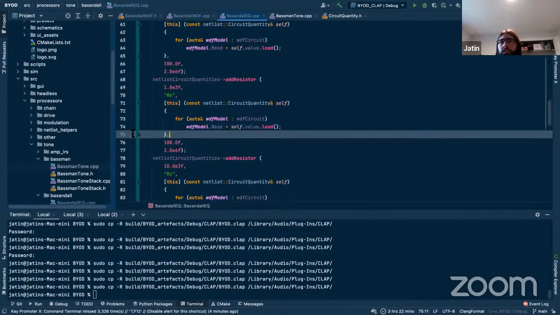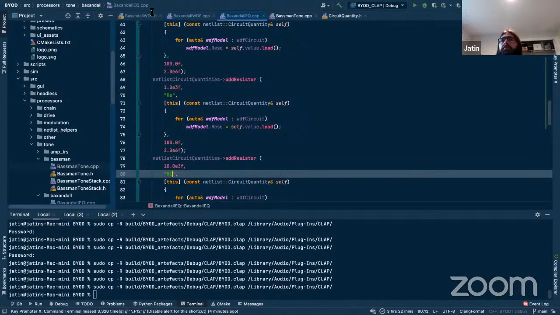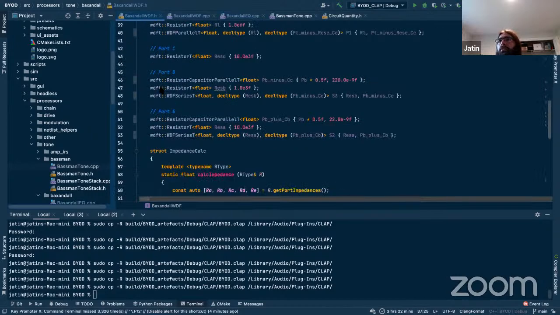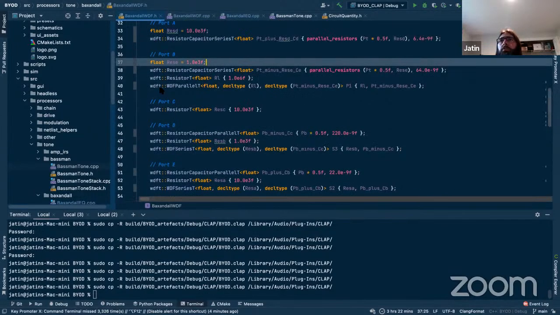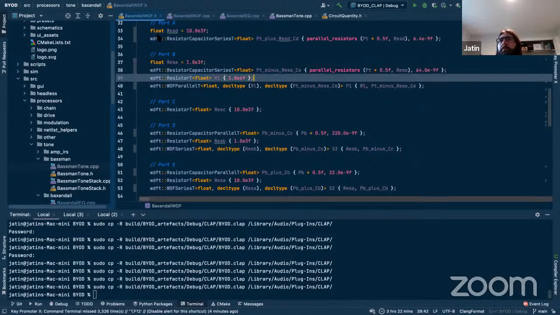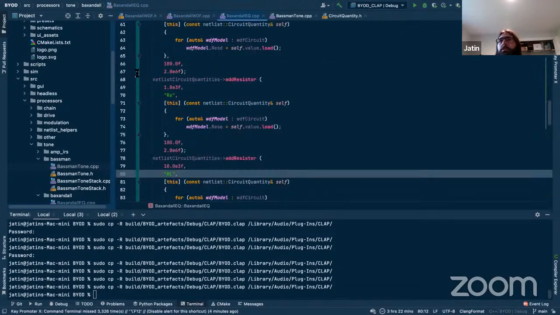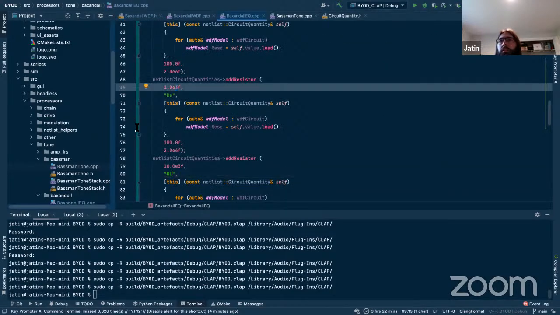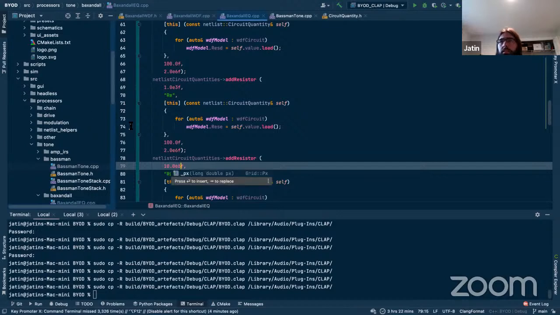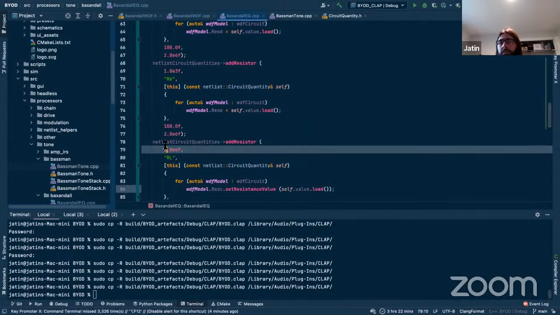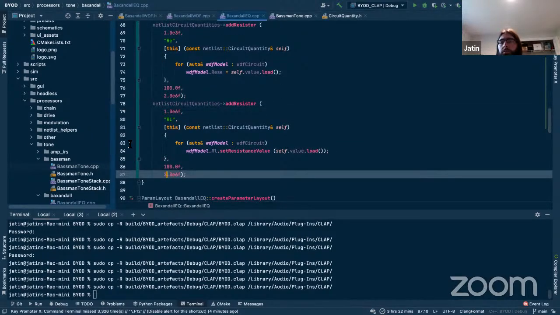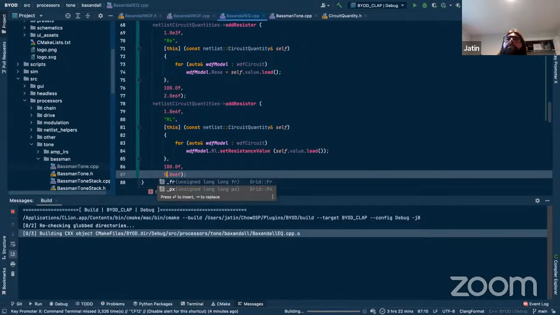And then finally, RL. Where's RL? RL should be in port B. It's 1 mega by default, so 1E6. And here we'll just set RL. And I don't know, do we want to make the upper limit a bit bigger? We'll try that. And let's see what that gives us.